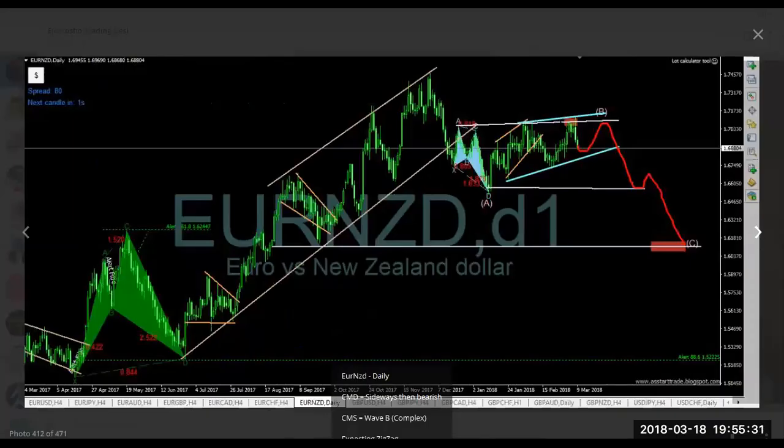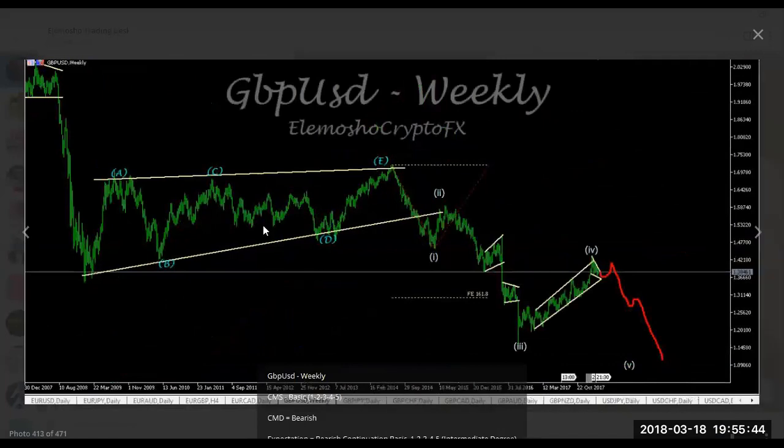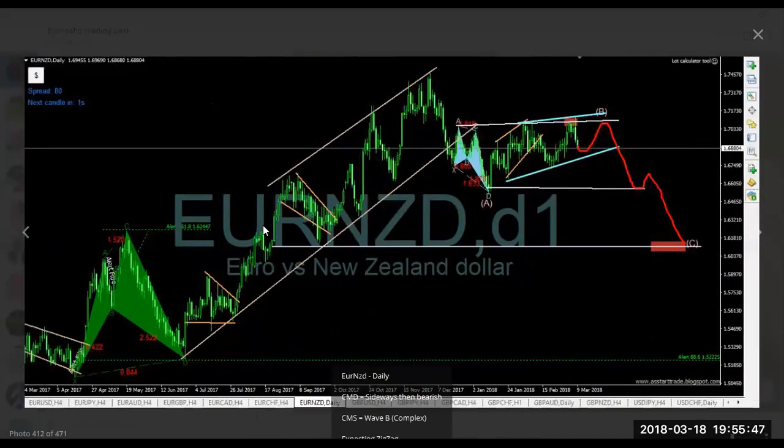Euro New Zealand. And for the Euro New Zealand, what I gave you guys before was that price should come down and trade within this triangle for us to go short. Then let's look at the daily time frame. Okay, I only gave the daily time frame, I didn't give the 4-hour time frame. But let's go to the MT4 and see what price eventually did.